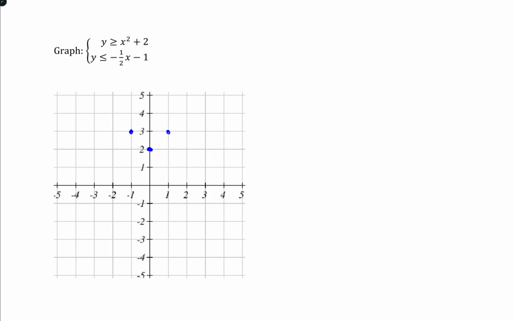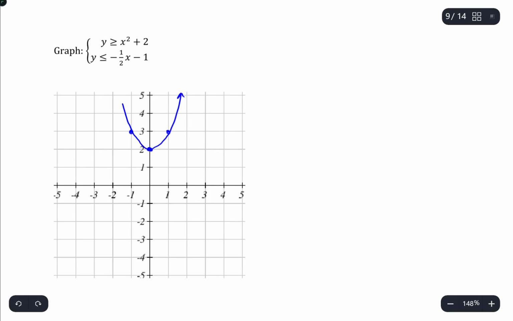And then, because this is greater than or equal to, I would use a solid line to draw in the parabola. If it was just greater than, we would use a dashed line for exclusion.